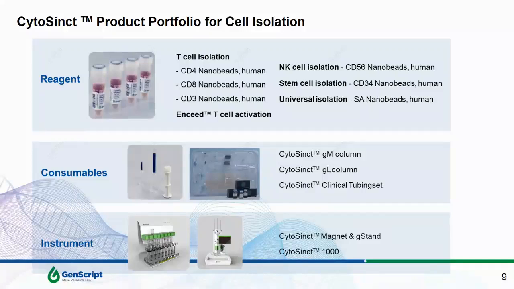Okay, so there are two ways to do the isolation. One is manual, and the other is automatic isolation using their instrument. I'm not sure which method you're talking about here. If you just want to do a manual separation, you can purchase the GM and GL column, compatible with this magnet and the G stand. If you want to perform automatic isolation, you should purchase the tubing set as well as the CytoSinct 1000 instrument.